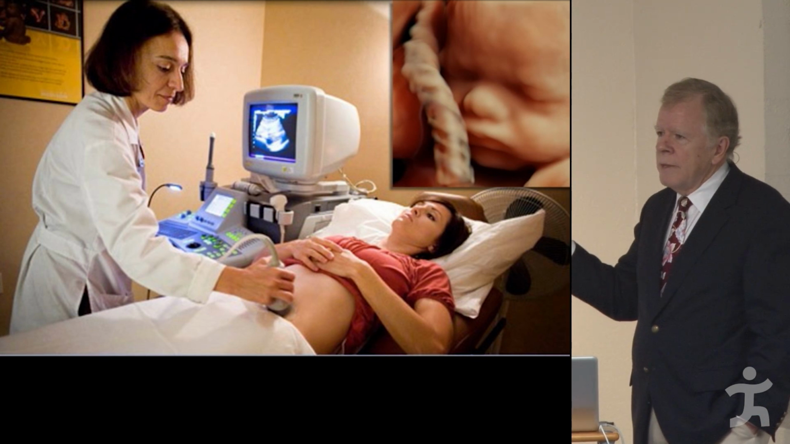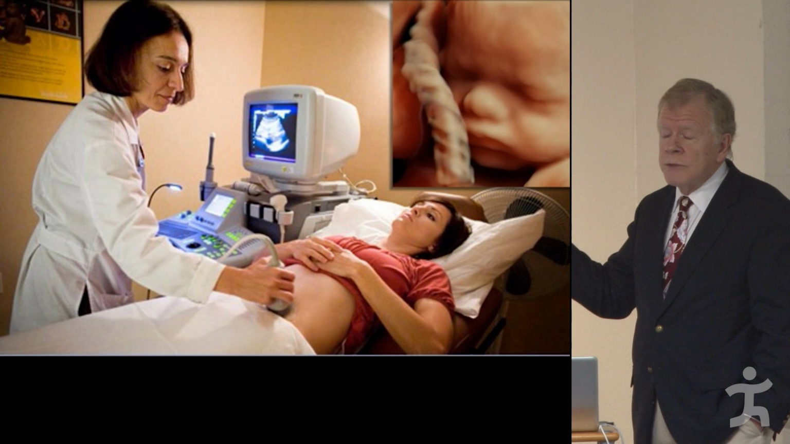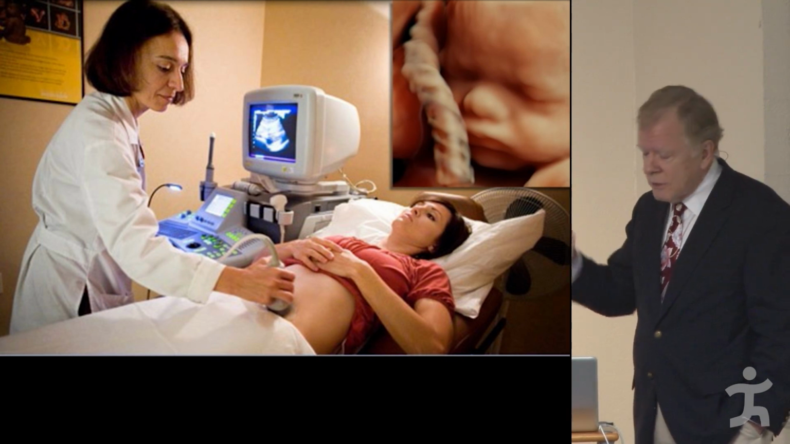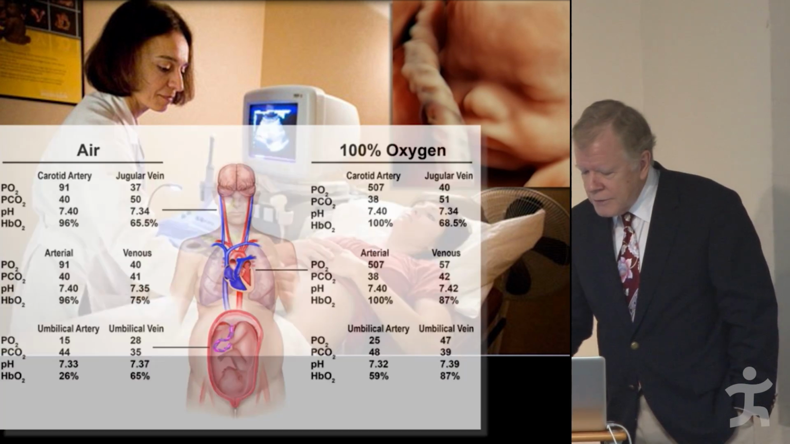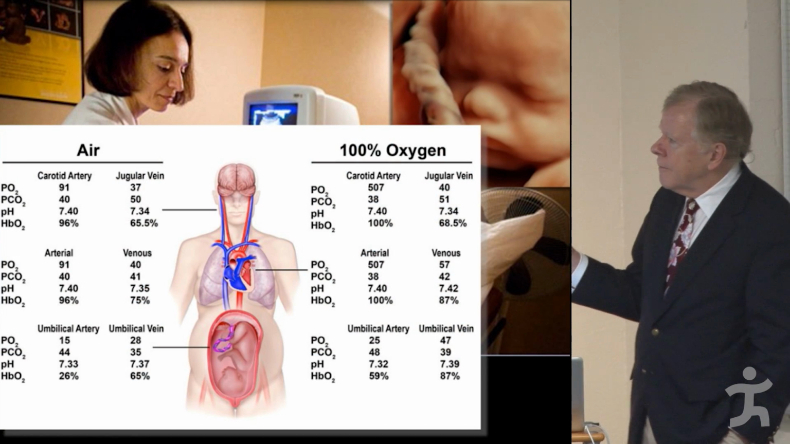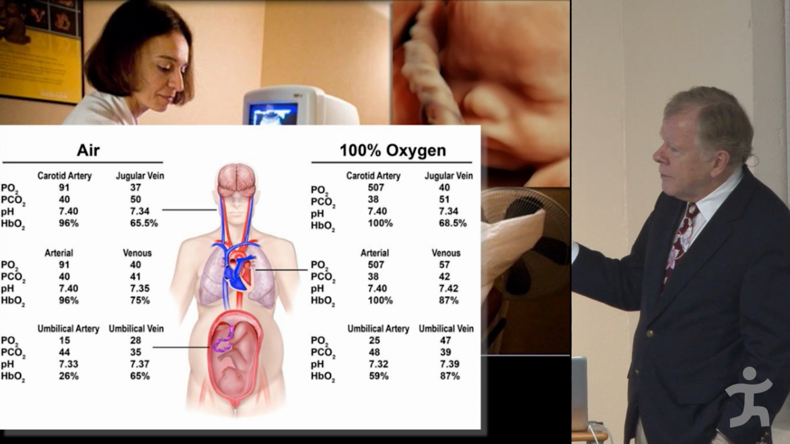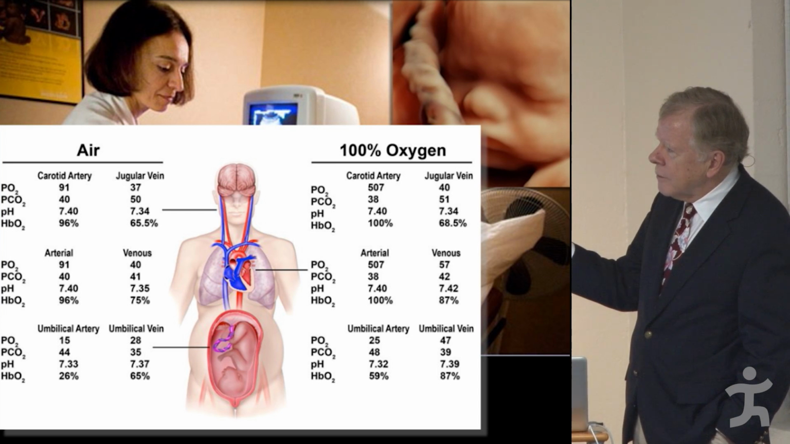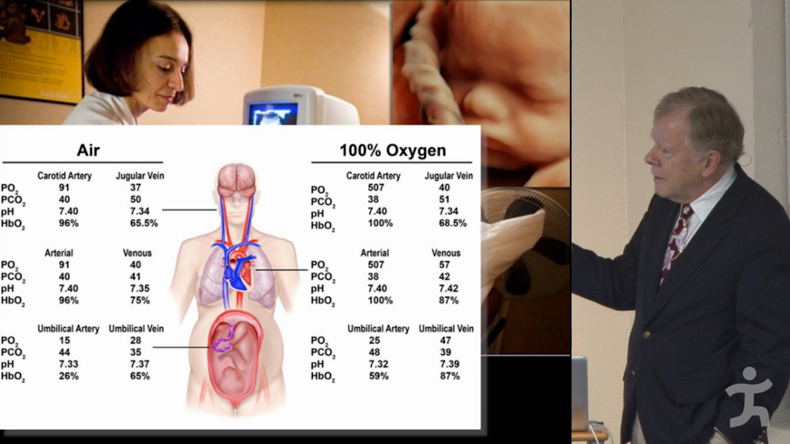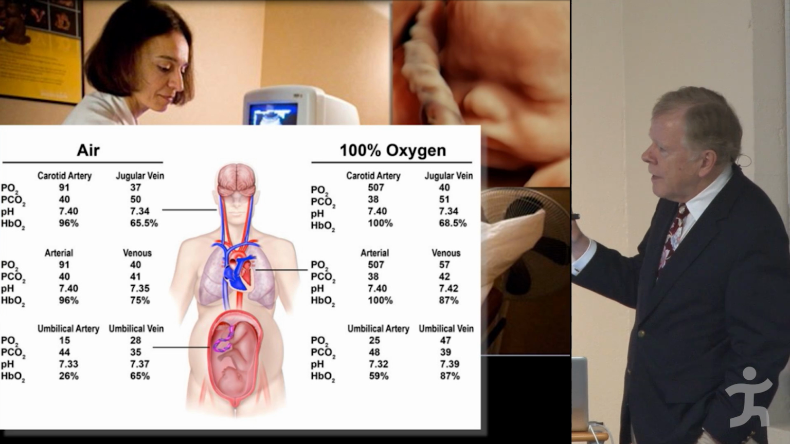Because it would enable us to take care of patients with heart and lung disease in ICUs without using additional oxygen, which of course is toxic. So just to show you that, here you have the arterial PO2. These are normal values. Arterial PO2 90, PCO2 40, pH 7.40. These are absolutely normal values that everybody in this room would have.